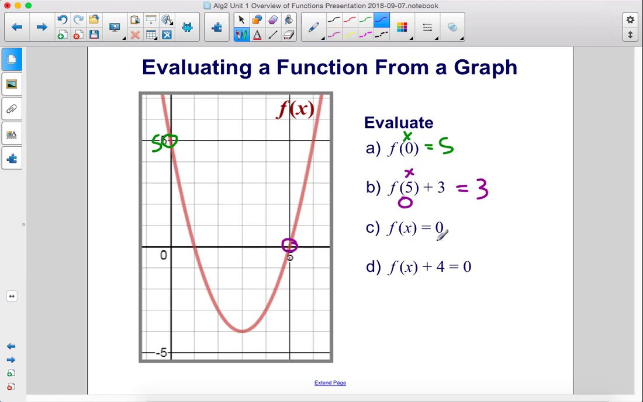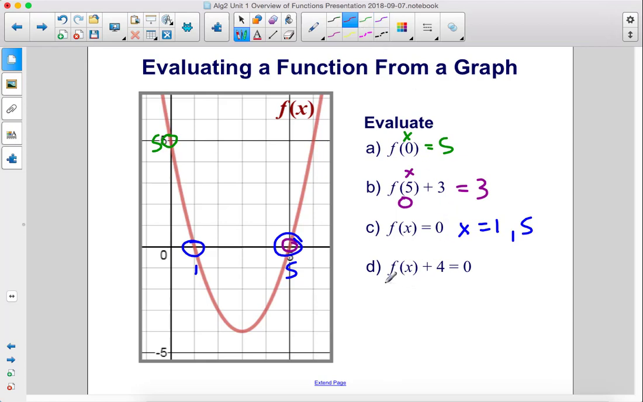f(x) equals 0. So where does y equal 0? So y equals 0 here and here. This is where x is 1 and where x is 5. So x equals 1 and 5. Both of those give us a y value of 0.